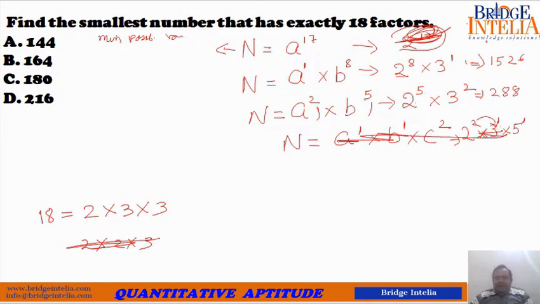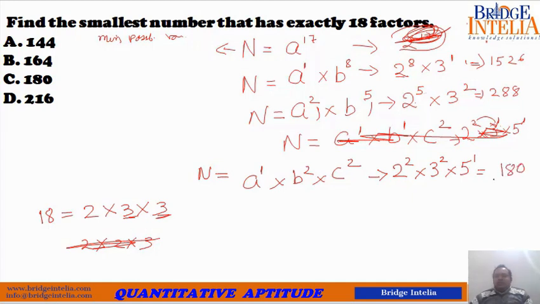So the fourth format will be a to the power 1 into b square into c square. Based on this, the least possible value, 2 square into 3 square into 5 to the power 1, and that is equal to 4 into 9, 36. 36 into 5, 180. So you can see from all the different options, 180 is the smallest one.